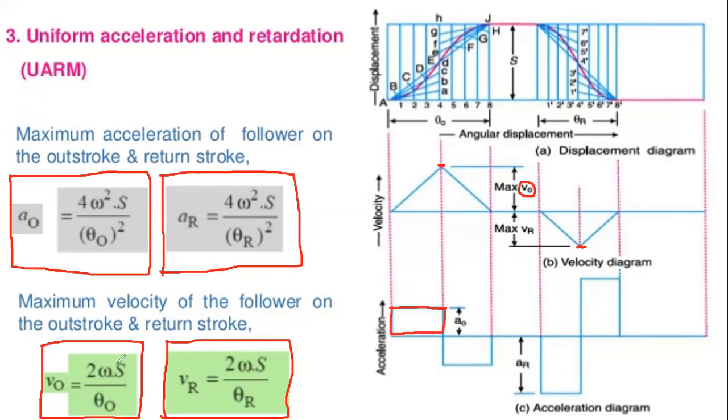The value has been taken as the height only. So this height is represented by AO. And for the return stroke, it is drawn on the downside, that is the acceleration for the return stroke. We need to draw it in the theta r area. So this is the theta r area, and we need to draw in that area only.